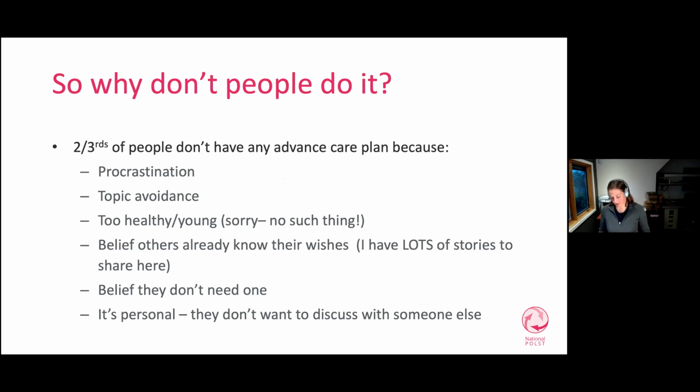So why don't people do it? Well, it's really because they procrastinate. They always think you can do it tomorrow. It's going to take a lot of time. It really doesn't take a lot of time. The hardest part is thinking who your surrogate is going to be and being able to articulate some of your goals. Topic avoidance. The research is very clear. People do not want to talk about it. So kudos to all of you for being on this call and staying on this call.